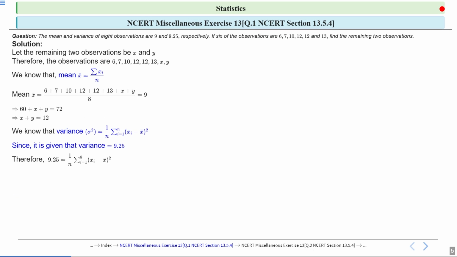Therefore, 9.25 equals 1 divided by n times the summation from i equal to 1 to 8 of (xi minus x bar) whole squared, where x bar is 9 and our data points are 6, 7, 10, 12, 12, 13 and x and y. So we will use these values in our variance equation to solve for x and y.